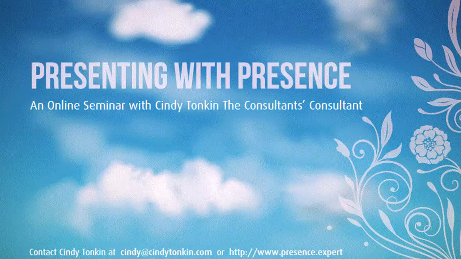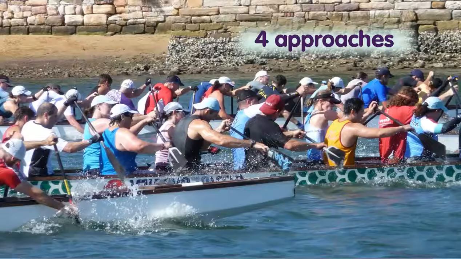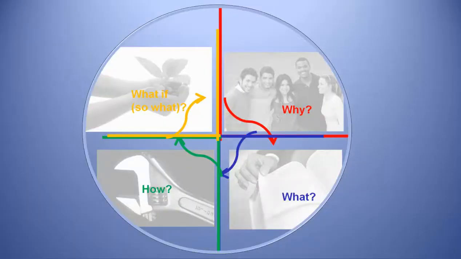Just to orient you in the program, we are, of course, presenting with presence. We've been looking at Bernice McCarthy's 4-quadrant model, which is called the 4MAT format. It's a 4-quadrant model of 4 different learning styles that essentially becomes a cycle for presenting, and especially in this case, a cycle for preparing to present. So today we're going to look at those 4 approaches. This video will look at the why learner, and then there will be other videos for each of the other 3 types: what, how, what if.